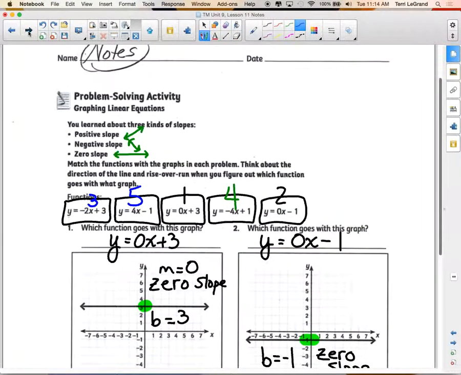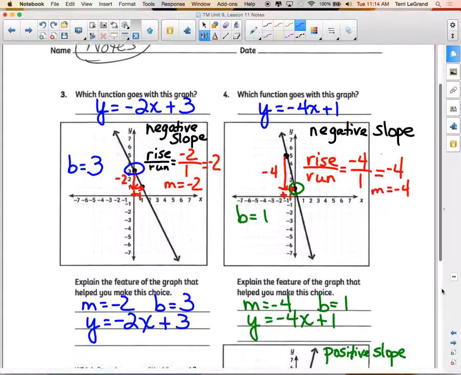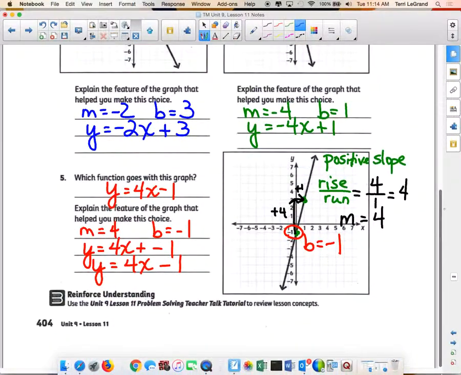I'll go back to the very last one in case you weren't quite caught up with that one. So now we can write our own equations. We can match them to graphs. We can use the equation to help us determine slope and y-intercept. We have a variety of things we can do with y equals mx plus b. Anybody have questions?